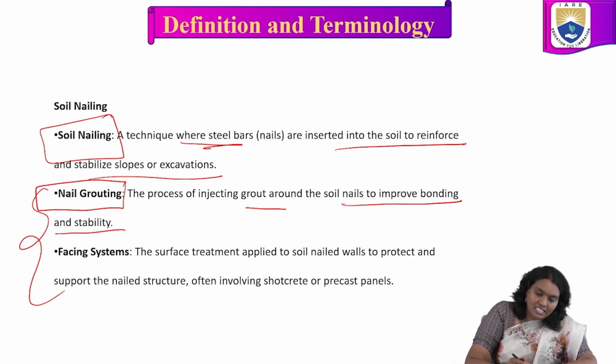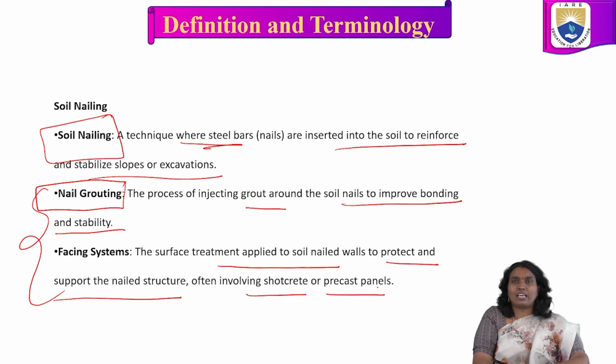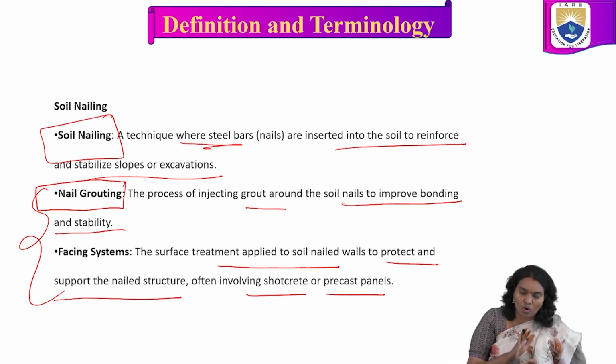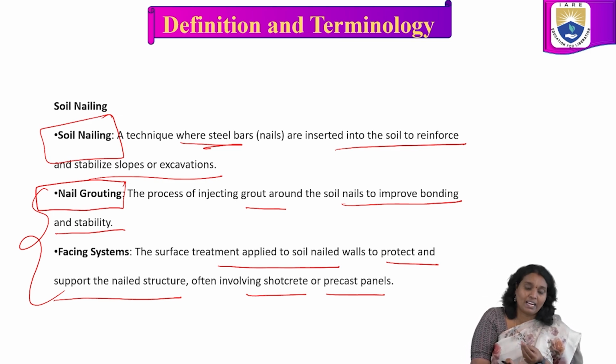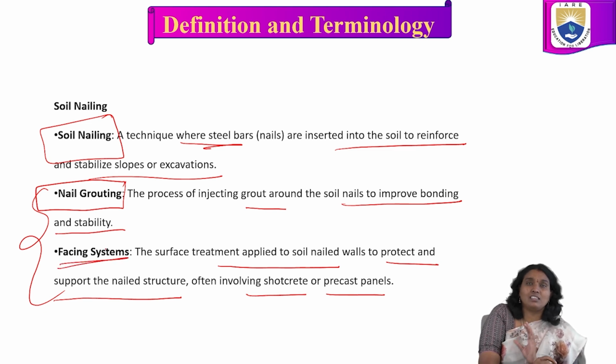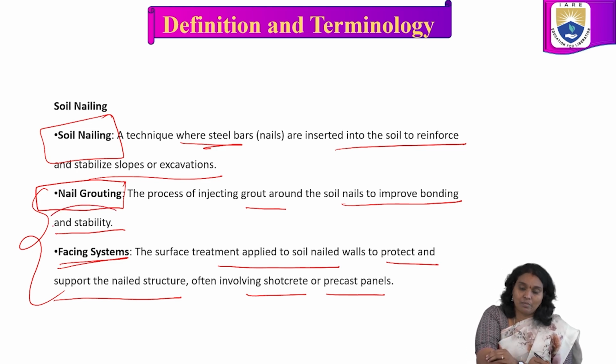Facing system is the surface treatment applied to the soil nail walls to protect and support the nail structure, often involving shotcrete and precast panels. So whenever we apply a surface treatment to soil nail walls to protect and support the nail structure, involving shotcrete and precast panels, this is the facing system. The process of injecting grout around the soil nails to improve bonding and stability is nail grouting.